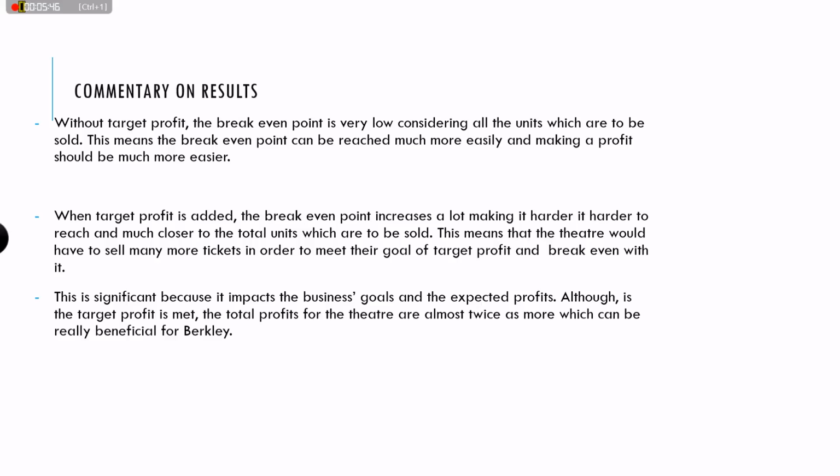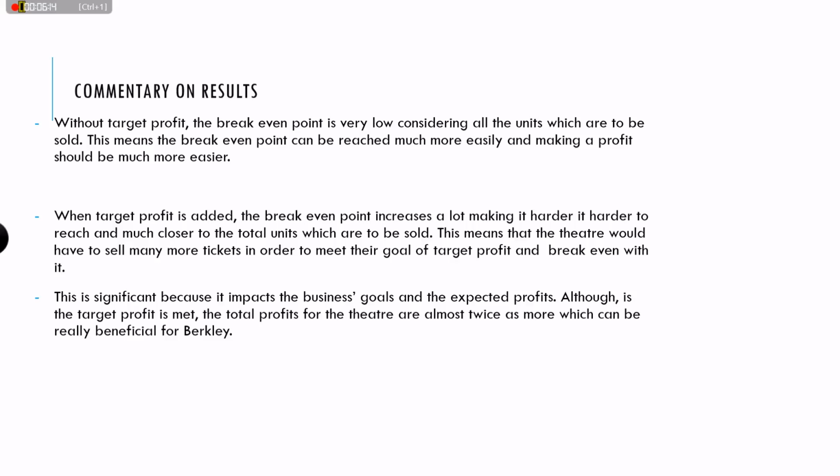So the commentary on the results, or the conclusion, is without target profit, the break-even point is very low, considering all the units which are to be sold. This means the break-even point can be reached much more easily, and making a profit should be much easier. And when target profit is added, the break-even point increases a lot, making it harder to reach and much closer to the total units which are to be sold.